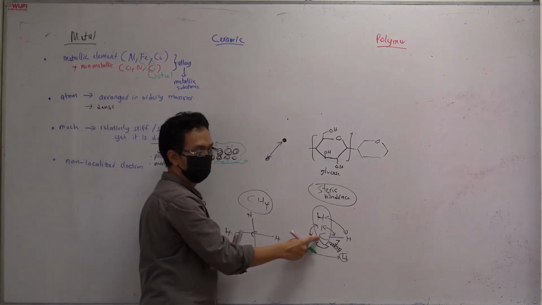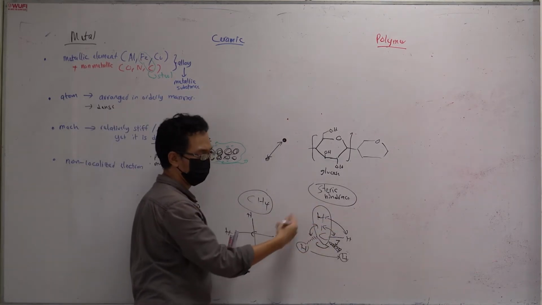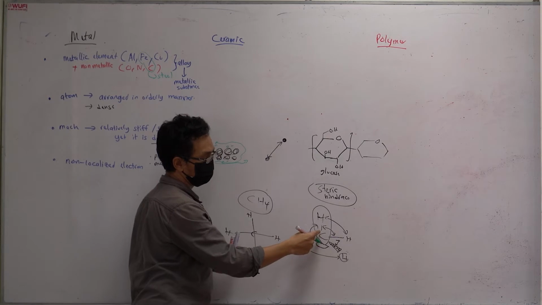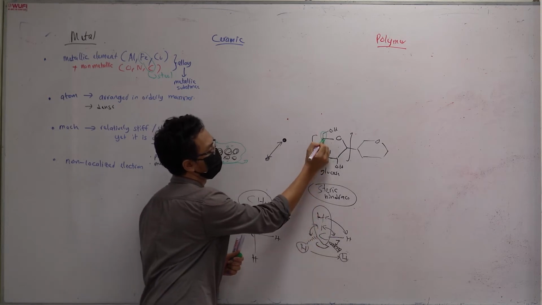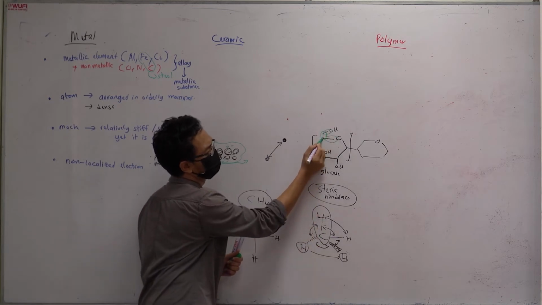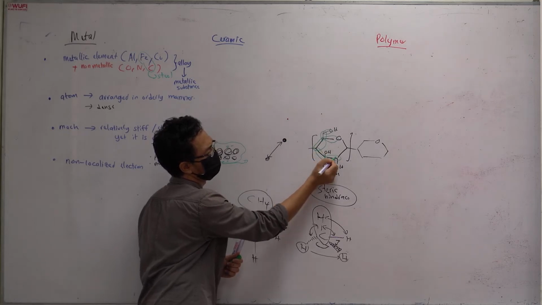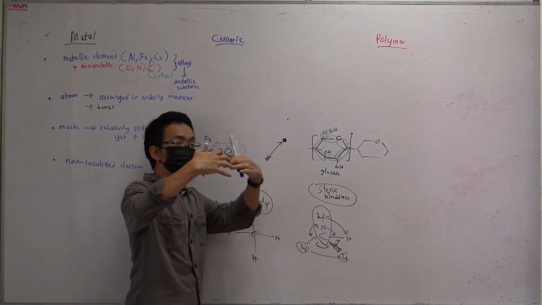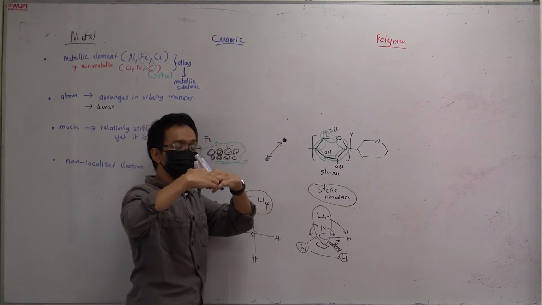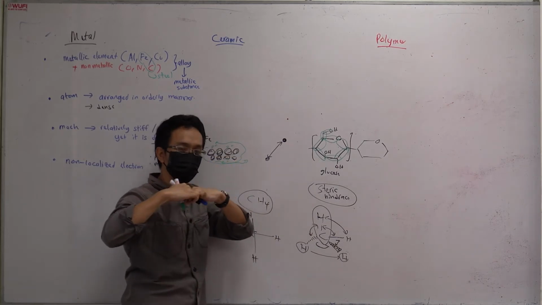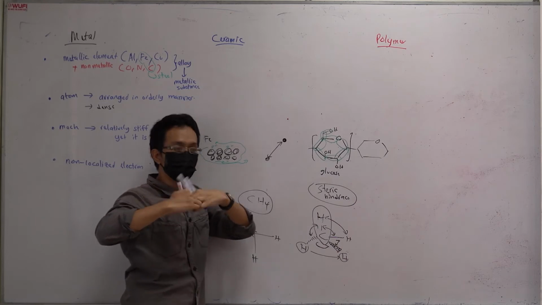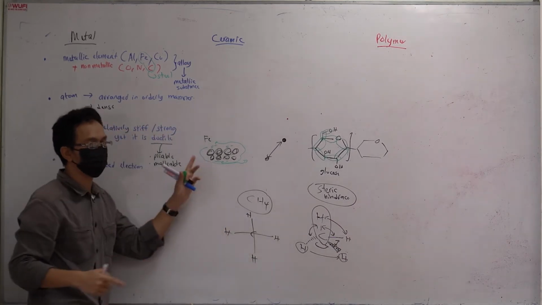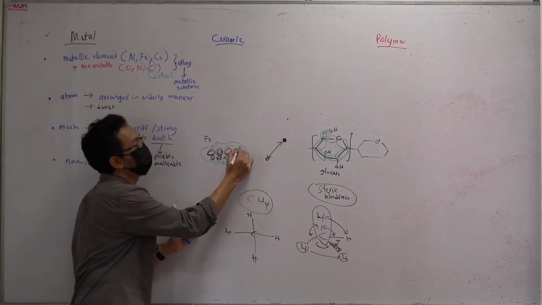Compared to this, in the polymer, like the methane here, or glucose here, this is a covalent bond, this is a covalent bond, this is a covalent bond, and so on. So when you have a covalent bond, you are sharing, and what you share is basically the electron. So the electron cannot move around. But in metal, you don't really share the electron. The electron is free to move.